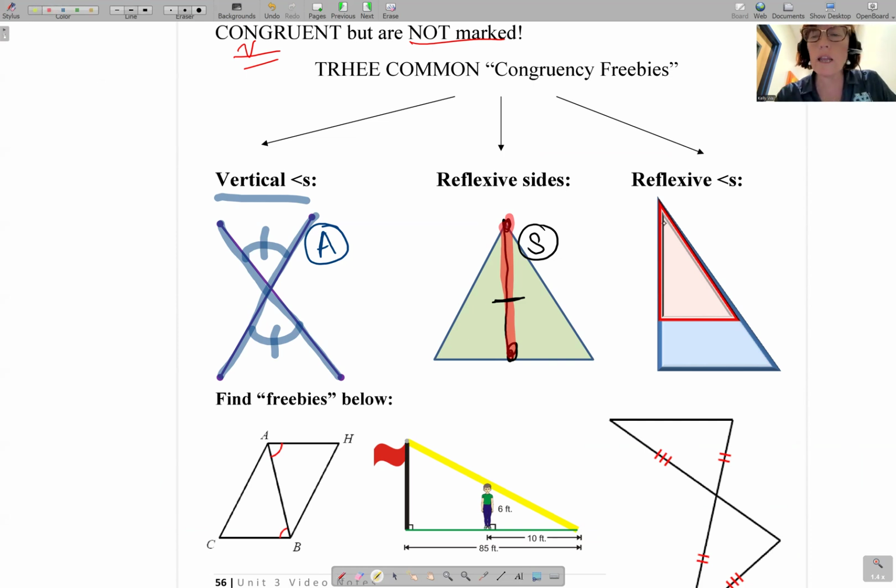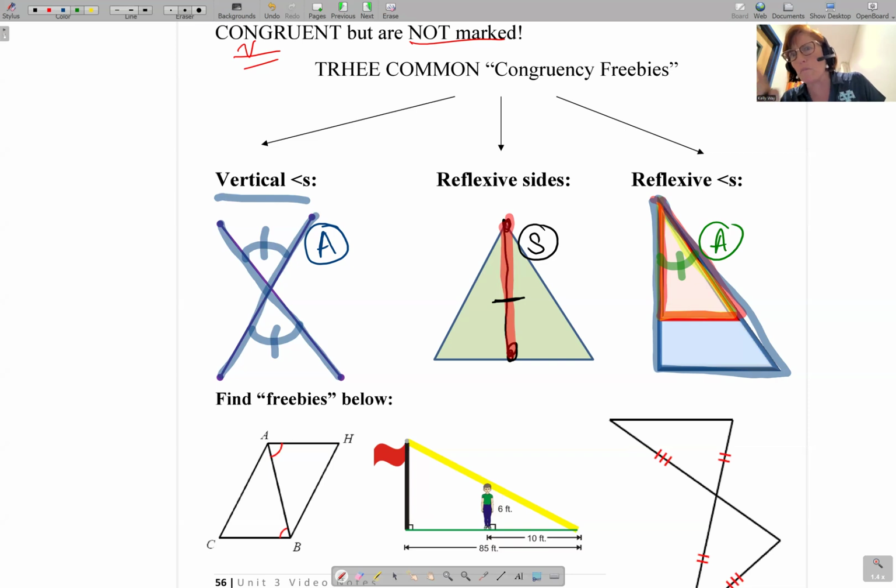And then here, I'd like you to trace the red triangle. Now trace the blue triangle. They exactly overlap and share this angle, right here. They share that angle exactly. That's called a reflexive angle. Just like you have a shared side, you also have a shared angle. Those are always congruent, but never marked. So you have to watch out for those.